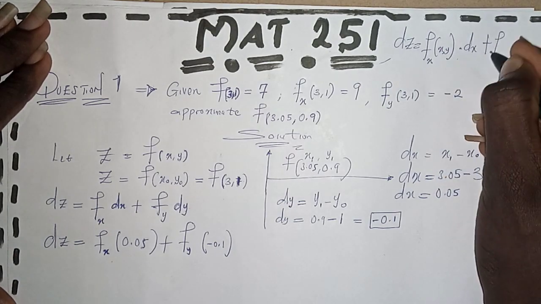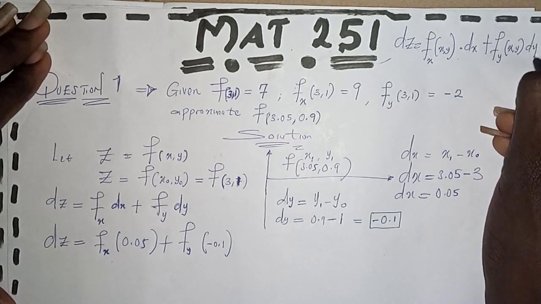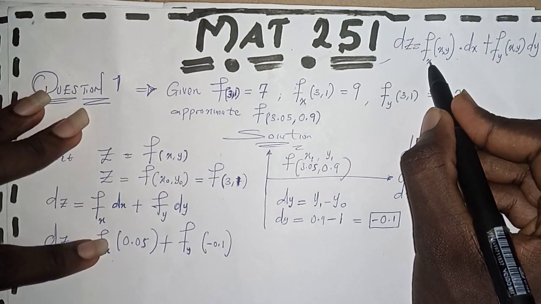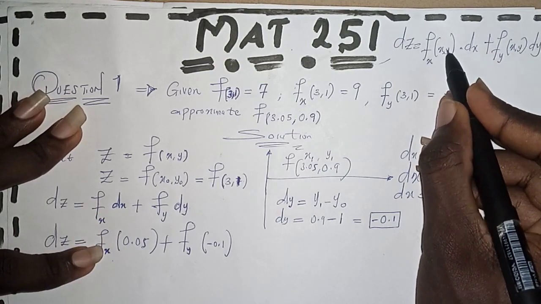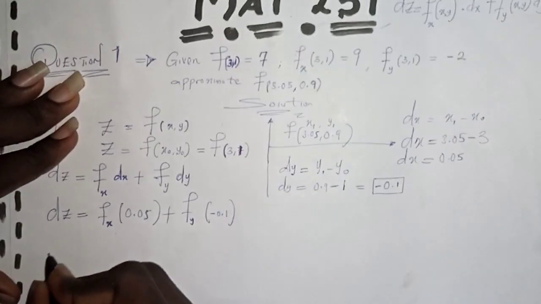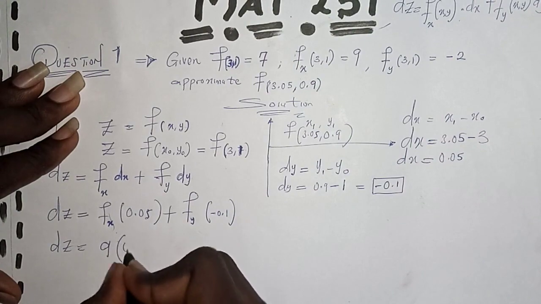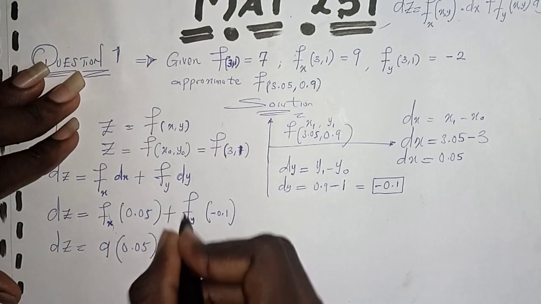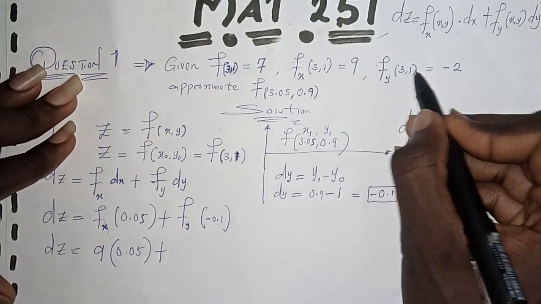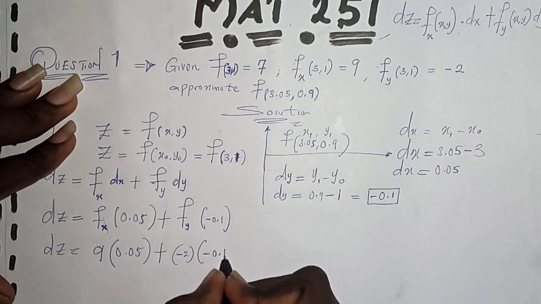Then plus, you also have fy, and fy must be in terms of two independent variables, and you also have dy. So this fx now, where x is 3, 1, the whole of this thing is given already. See, it is 9. So that means fx is 9, right? So you multiply it by 0.05. What is fy? Fy of 3, 1, that is minus 2. So you have minus 2 times minus 0.1.